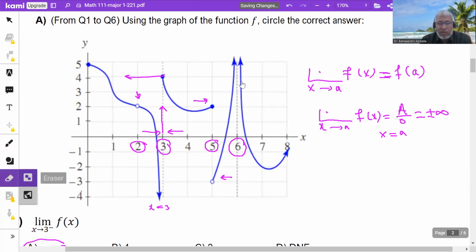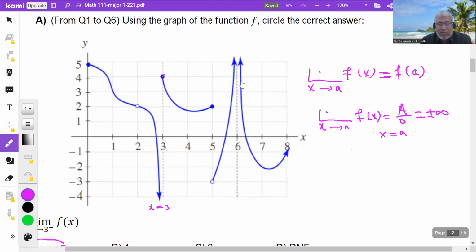What is the limit when x approaches 3 from the left? You have seen that it is negative infinity. So because the limit when x approaches 3 from the left is negative infinity, x equals 3 is a vertical asymptote.